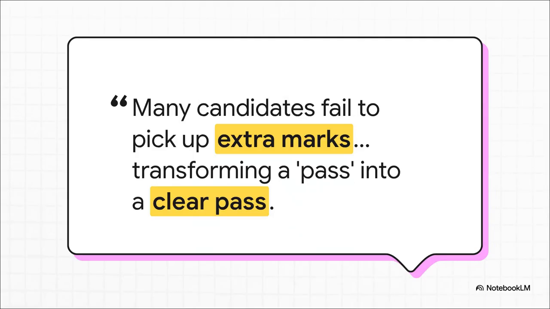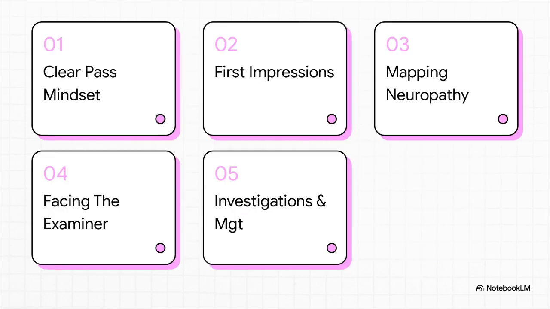I absolutely love starting with this examiner's note because it shows you exactly what's on the line here. Look, we're not just trying to scrape by with a minimum score, right? We are aiming for absolute excellence. Taking a basic diagnosis of peripheral neuropathy and transforming it from a standard pass into a clear pass takes a really specific, targeted approach. So here's our roadmap for the encounter.